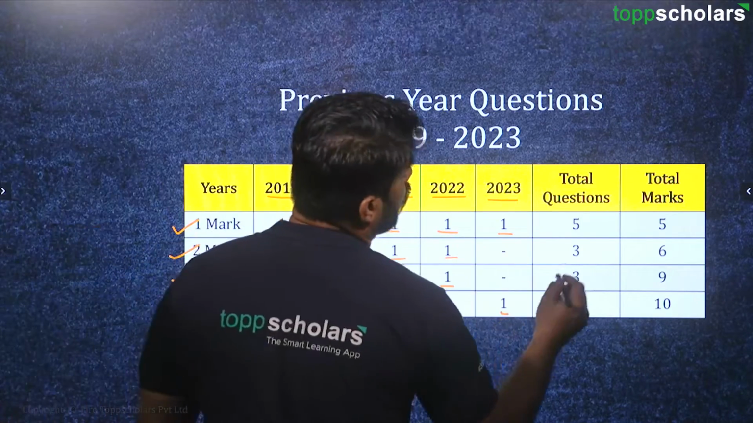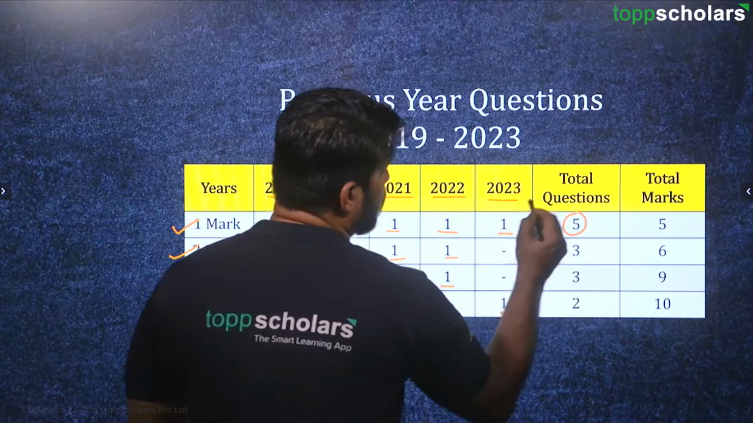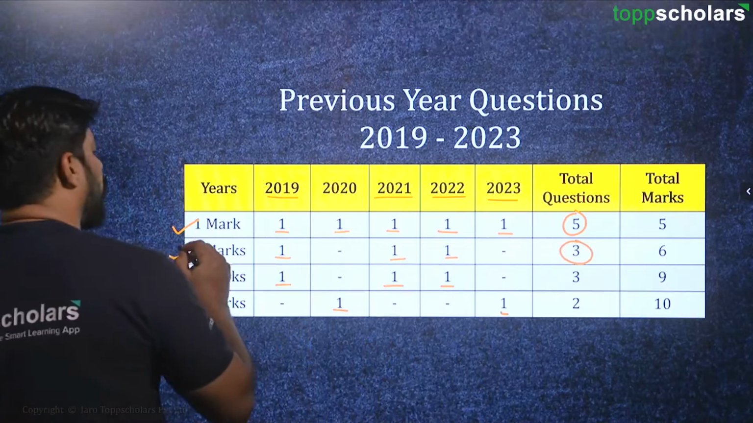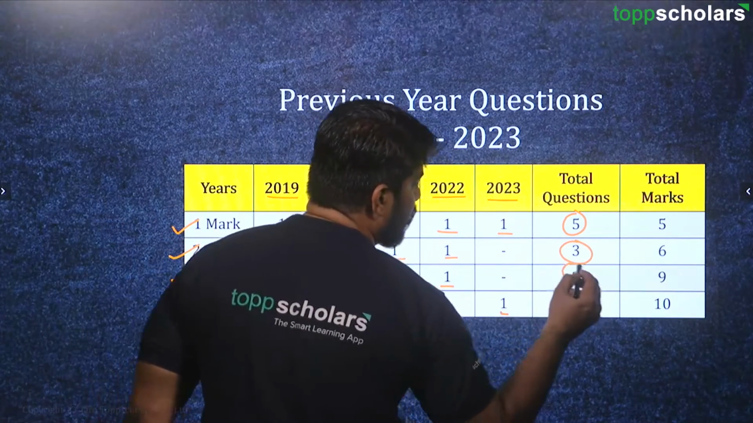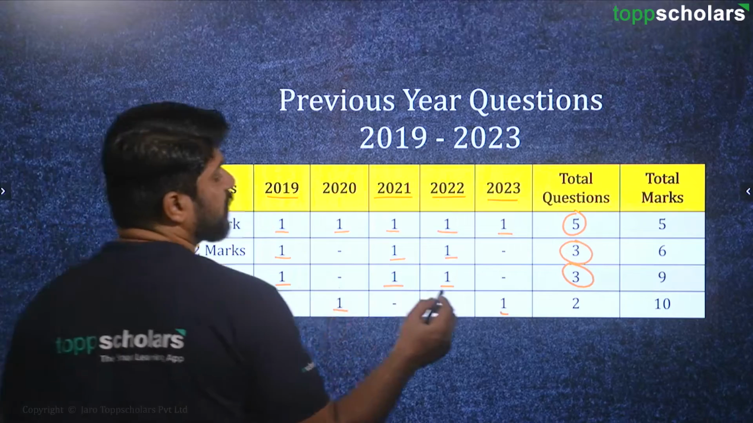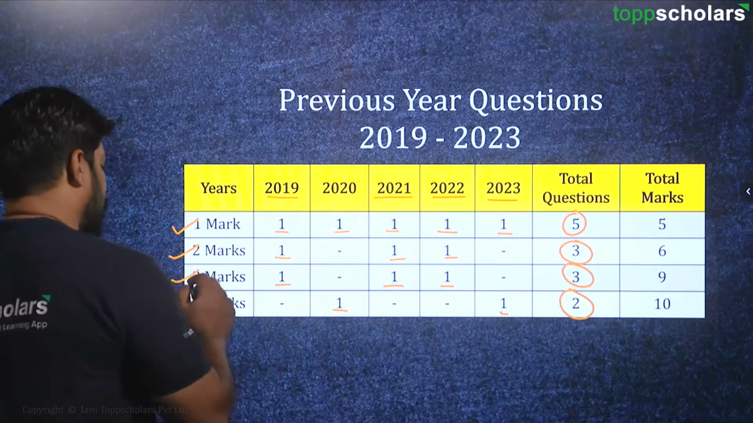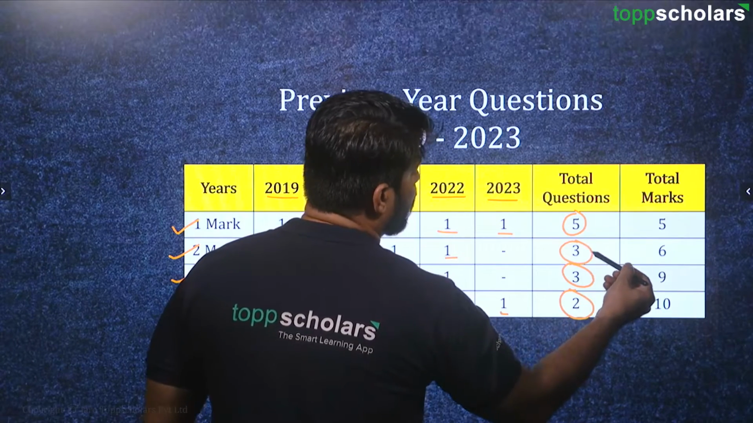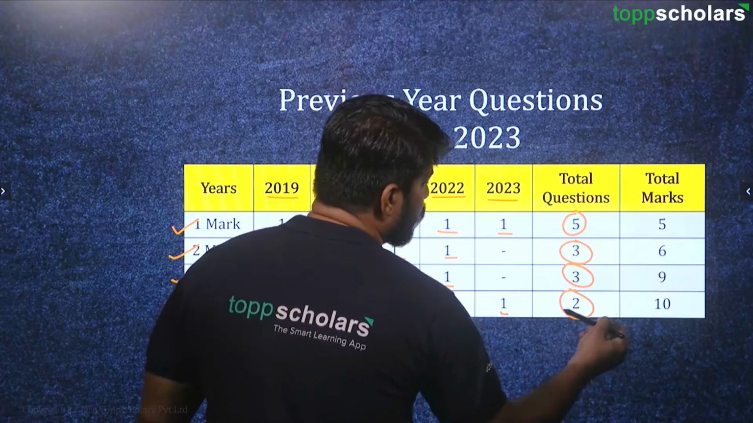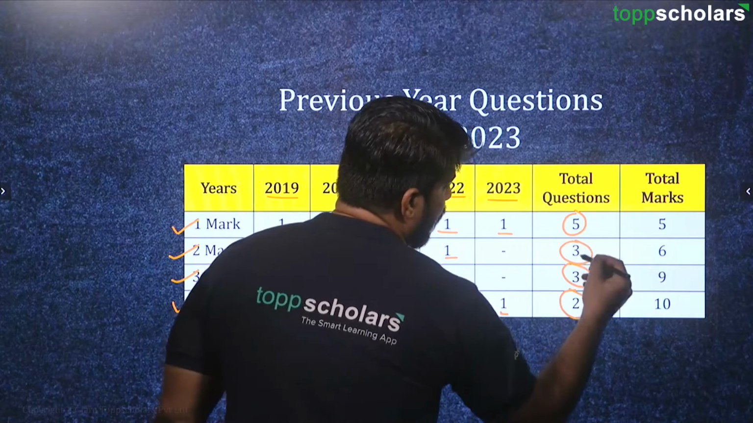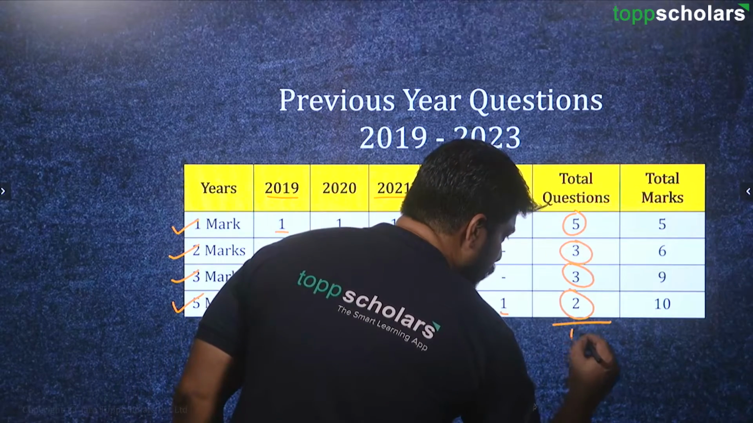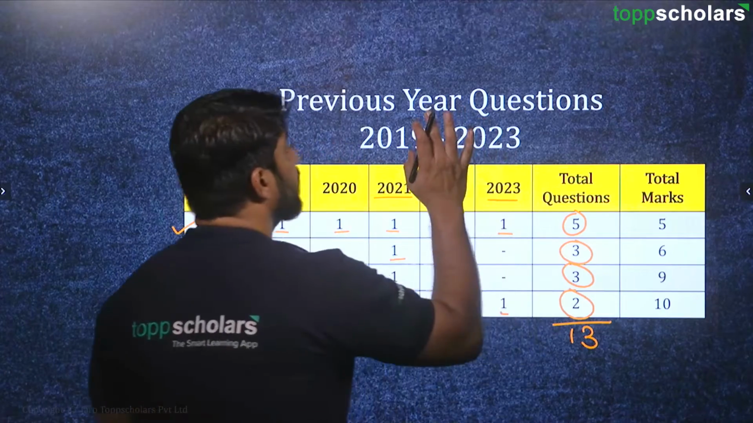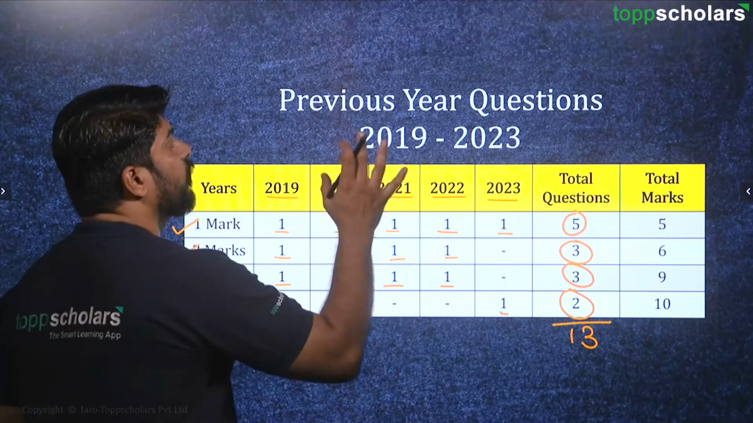In this way we have got a total of 5 questions for 1 mark, then 3 questions for 2 marks, 3 questions for 3 marks and 2 questions for 5 marks. So that means in total we have got 5 plus 3 plus 3 plus 2. That means we have got how many? 13 questions, isn't it? A total of 13 questions have been asked in the last 5 years from this same chapter.